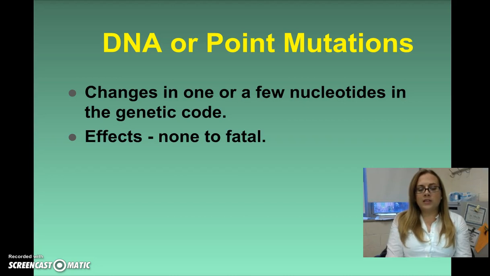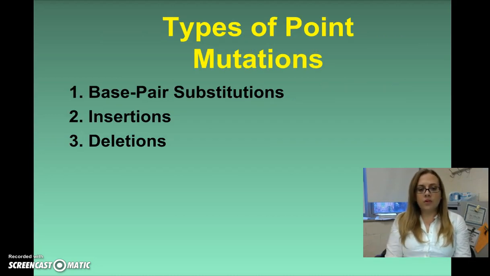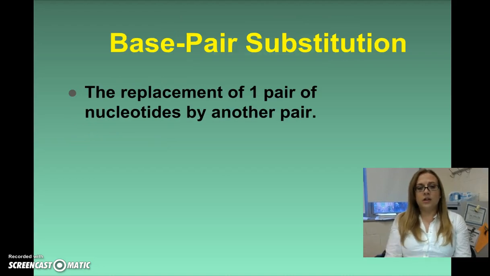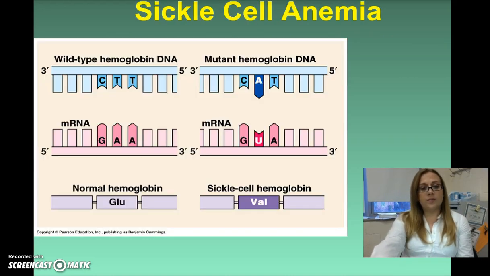Now, it sounds like a really small change, and sometimes it is, and sometimes there's very little effect seen. Other times, though, these changes could be fatal. So we are going to look at a couple different types. We will look at base pair substitutions, and then we will look at insertions and deletions. A base pair substitution is going to be the replacement of one pair of nucleotides by another pair.